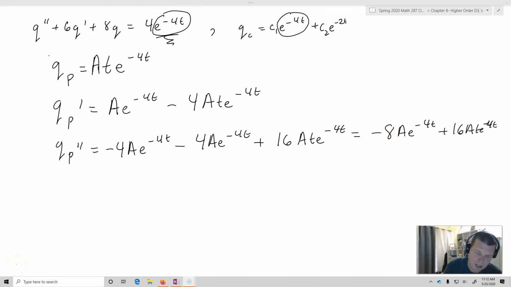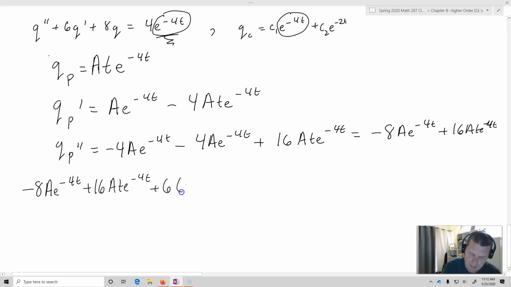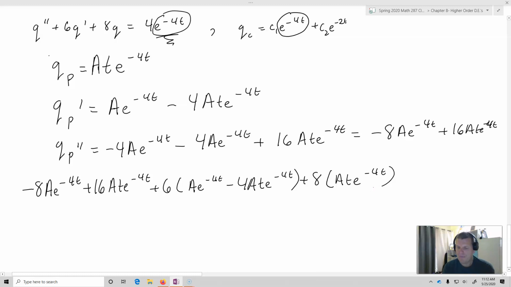Combining all of them into the differential equation, we get negative 8 a e to the negative 4t plus 16 a t e to the negative 4t, plus 6 times a e to the negative 4t minus 4 a t e to the negative 4t, plus 8 times a t e to the negative 4t, and that'll all equal 4 e to the negative 4t. Now we hope that the a t e to the negative 4t terms go away. Well, it turns out that they do: plus 16, minus 24, and then plus 8, they're all going away.